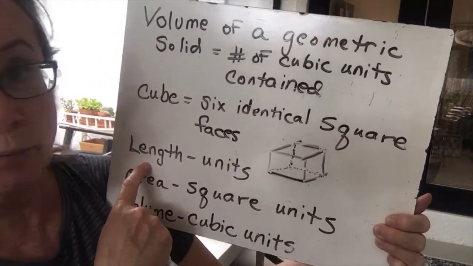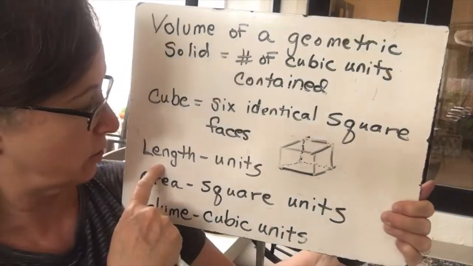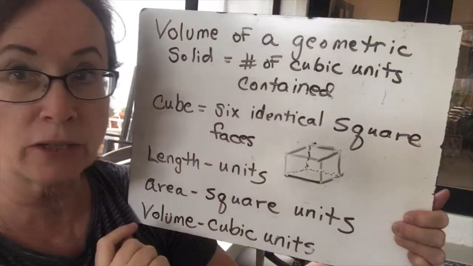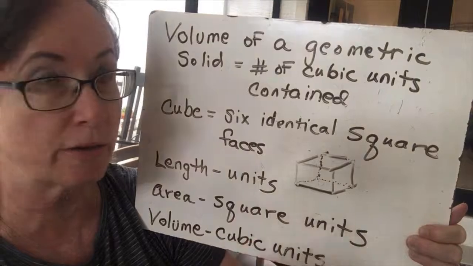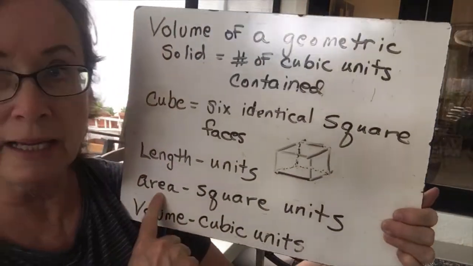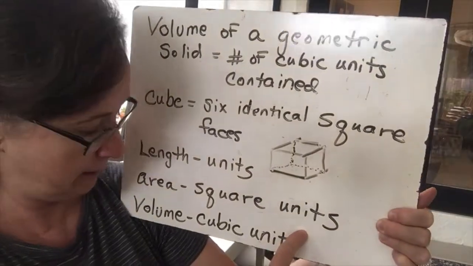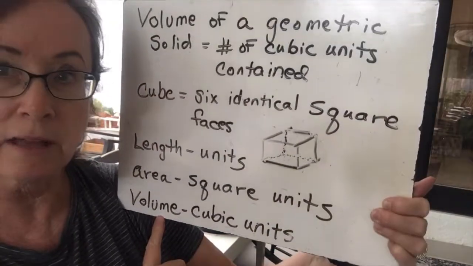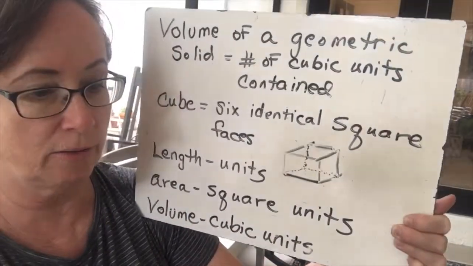So when we're talking about units of measure, length is always measured in units, whether it's inches or feet or meters. Area is always in square units, and volume is always in cubic units.